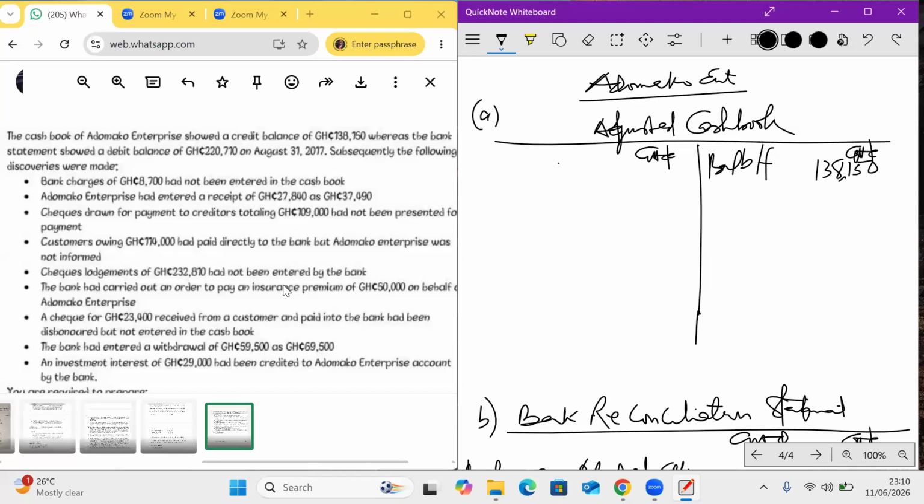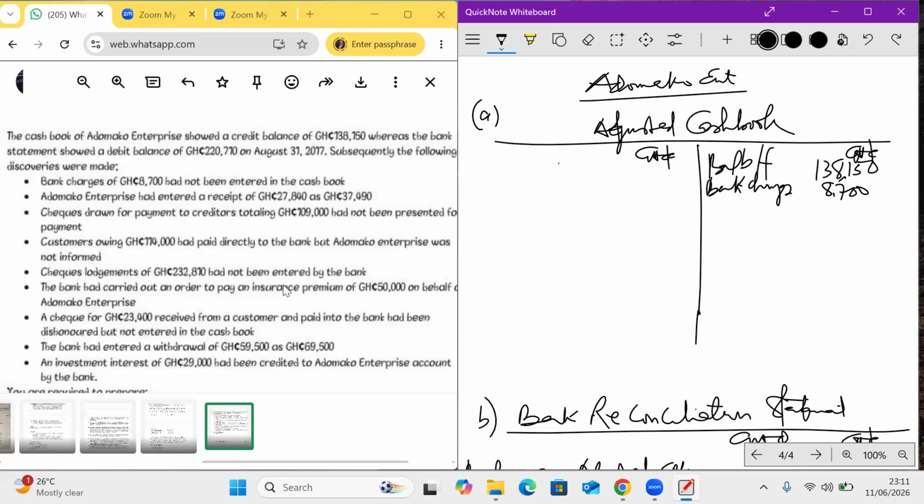Okay. Subsequently, the following discoveries were made. Bank charges of 8,700 had not been entered in the cash book. So we put it at the credit side, bank charges, 8,700.